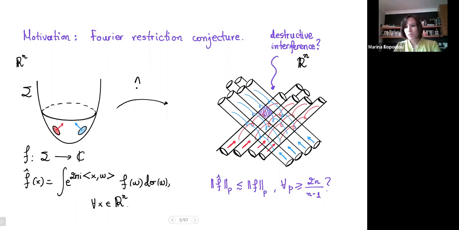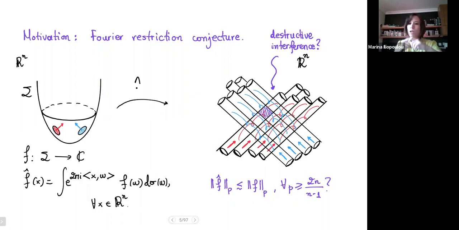Since this problem is very hard, a first step to understand it would be to completely remove the oscillation. The oscillation of the waves is difficult. We remove it, so we just look at tubes that point in different directions, and we want to understand how they overlap. We'd like to know that they don't meet very often.